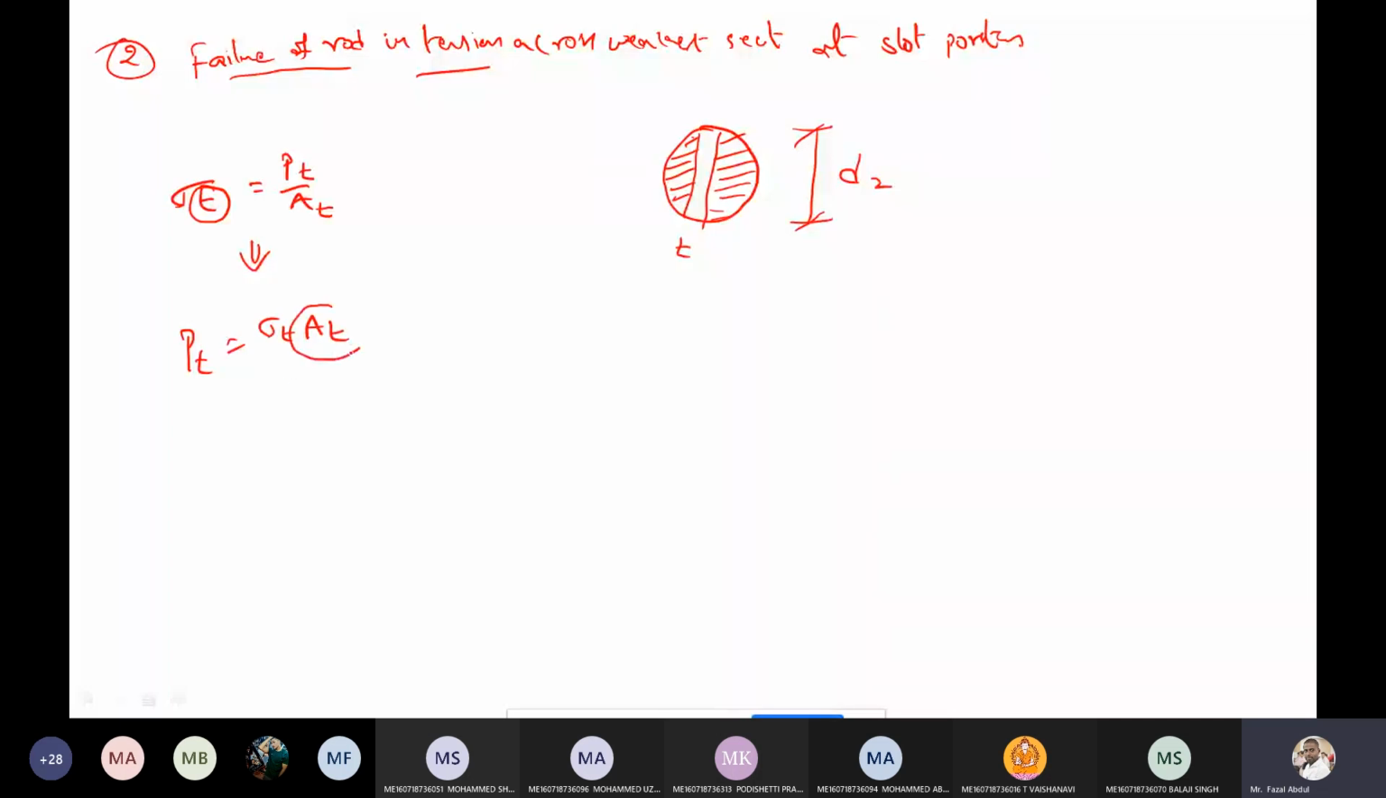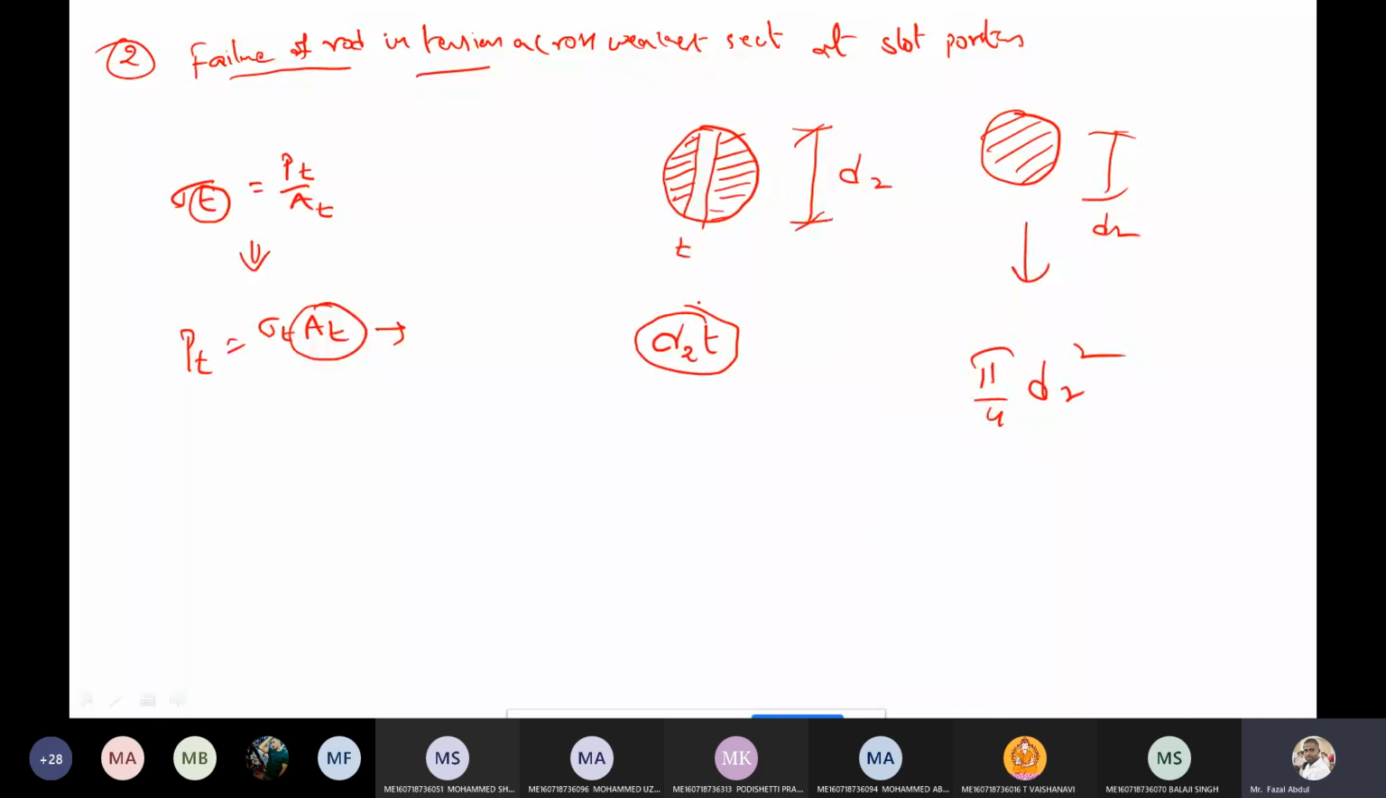Okay, what is the area here? Tensile failure area. So what area am I writing? First, initially consider this is a circular solid rod of d2. Now what is the area for this one? Pi by 4 into d2 square. Okay, for this, what we are generating is one slot. It means removing some material. How much material are we removing? d2 into t, this rectangle portion. The length of the rectangle is d2, the thickness of the rectangle is t. This much material we are removing, isn't it?